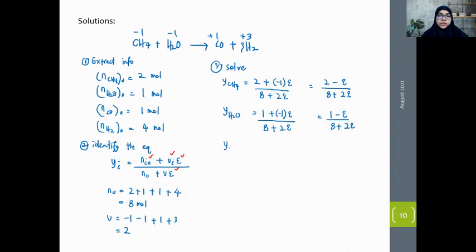And then the next species is carbon monoxide. For carbon monoxide, we have 1 plus the reaction coordinate over 8 plus 2 times the reaction coordinate. Next, for hydrogen, we have 4 moles initially plus 3 times the reaction coordinate over 8 plus 2 times the reaction coordinate. And then we have expressed the mole fractions in terms of the reaction coordinate.